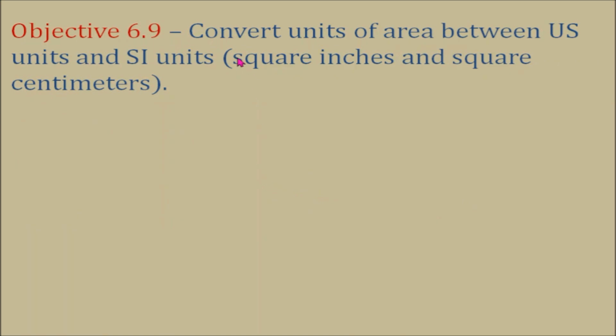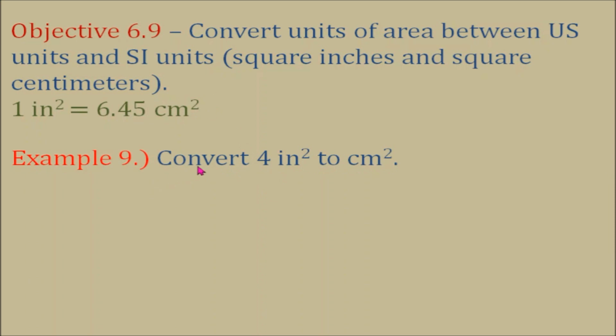Objective number 9. Convert units of area between US units and SI units. The units are square inches and square centimeters. So this is our conversion factor. 1 inch squared equals 6.45 cm squared.